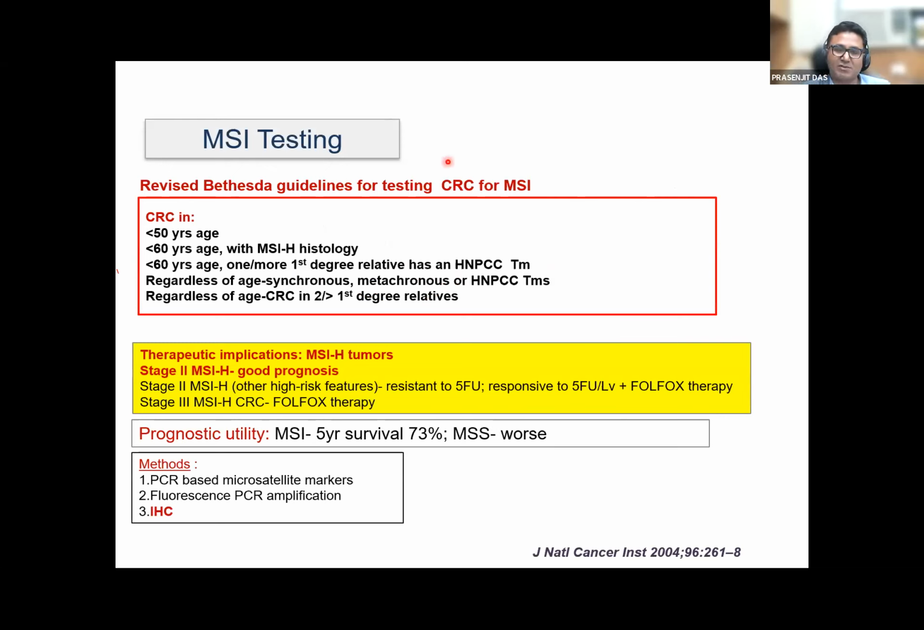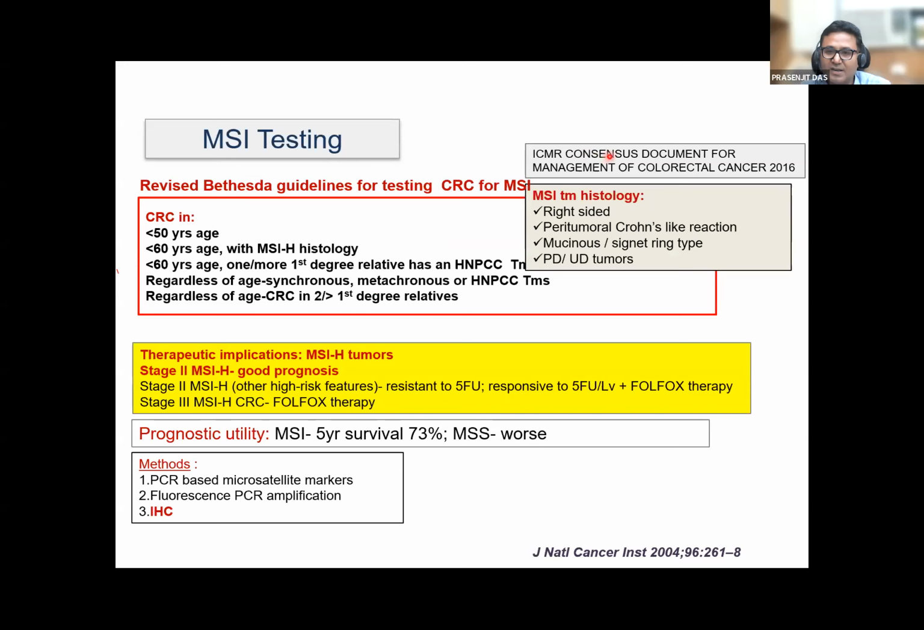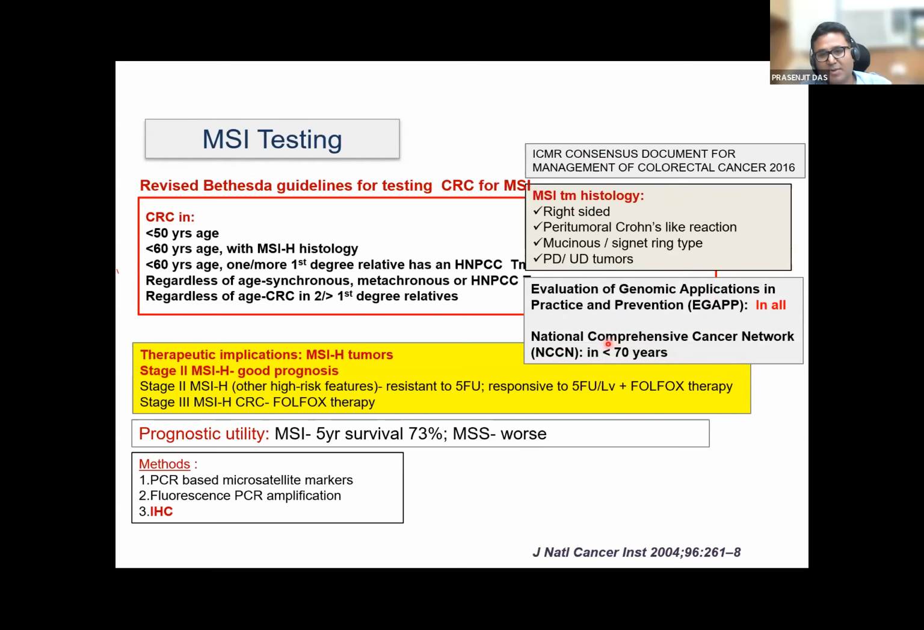So for MSI testing, as you all know about the Bethesda guideline, we used to follow this previously. But if we see the current guideline, ICMR said you can choose your patients, but as has already been discussed, according to the NCCN guidelines and the EGAPP guidelines, nowadays MMR testing should be done in almost all patients, and at least in all patients who have tumors and are aged less than 70 years. We have already discussed the therapeutic benefit of MSI, and tumors which are MSI-H, that is microsatellite instable high, are going to have a better prognosis.